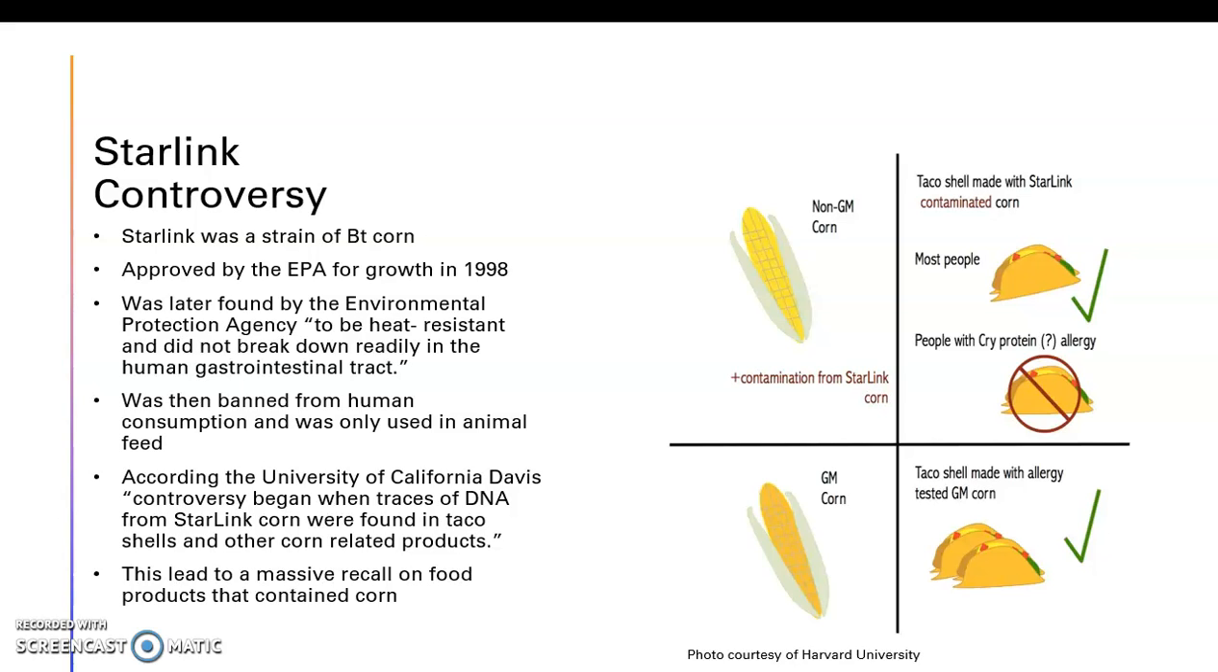Another biofortification product is also the Starlink controversy. Starlink was a strain of Bt corn approved by the EPA for growth in 1998, but only for animal consumption. It was later found in the environment, and it was then banned from human consumption and was only used in animal feed. According to the University of California, Davis, controversy began when traces of DNA from Starlink corn were found in taco shells and other corn-related products. This led to a massive recall on food products that contained corn.